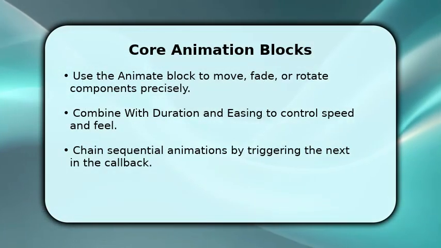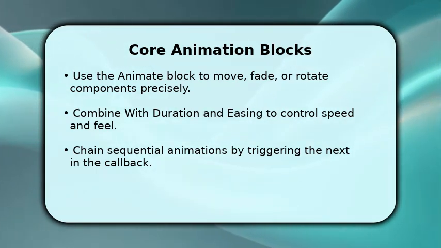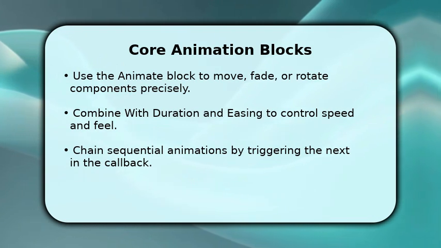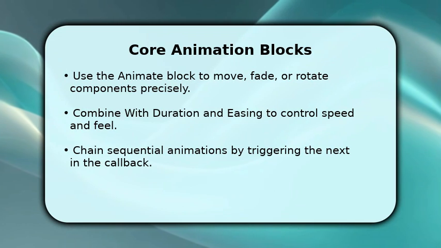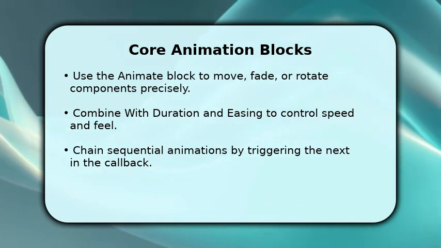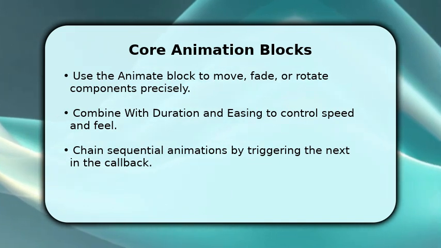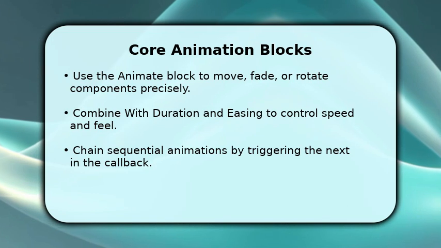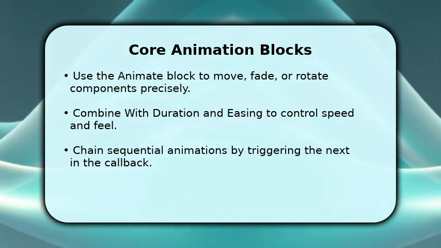Start by selecting the animate block and choosing properties like X, Y, opacity, or rotation to modify component behavior. Set duration in milliseconds and pick an easing curve to make movement feel natural. Small adjustments change the whole effect. Use callbacks to chain animations so one starts when the previous ends, and test different durations for timing that matches your app flow and user expectations.